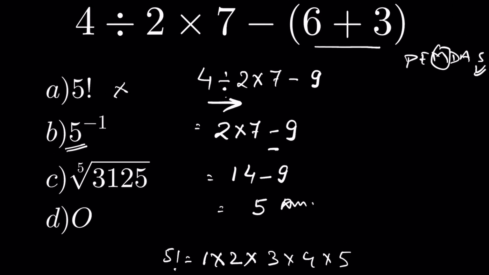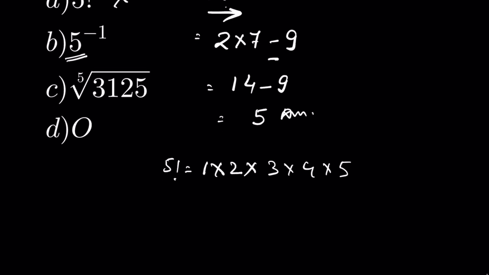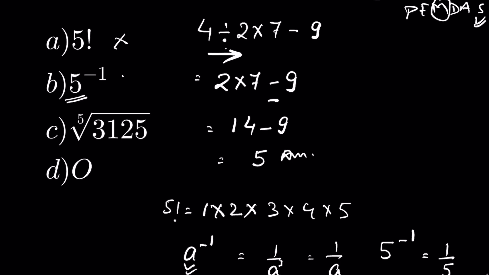5 to the power minus 1. What does this mean? When A is raised to the power minus 1, it means 1 upon A. Multiplicative inverse of the base raised to the positive power of the exponent. So exponent is 1 raised to the positive power. So 1 upon A raised to the power 1, or simply we can write 1 upon A. So when 5 is raised to the power minus 1, it is equal to 1 upon 5. So this is also not the correct answer.